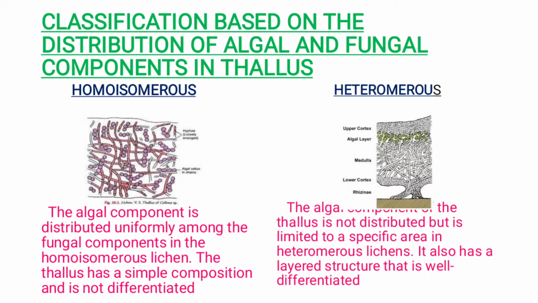The final classification is based on the distribution of algal and fungal components in the thallus, which is divided into two types: homoiomerous and heteromerous. The algal component is distributed uniformly among the fungal component in the homoiomerous lichen, as you can see in the picture. The thallus is a simple composition, it is not differentiated. Unlike homoiomerous, heteromerous is a differentiated structure. The algal component is not uniformly distributed. It is specifically limited to an area.